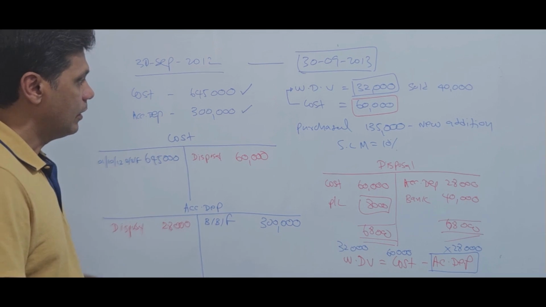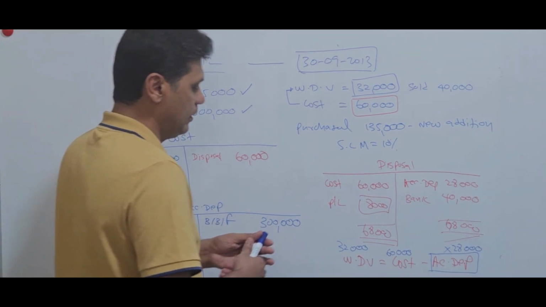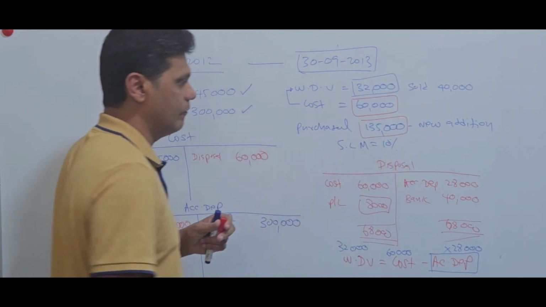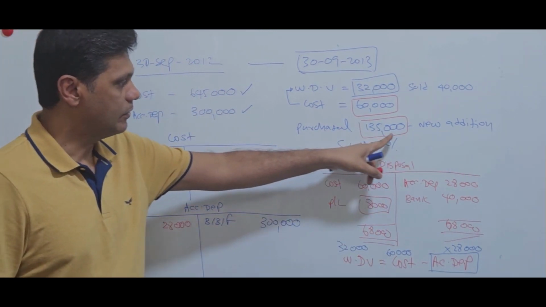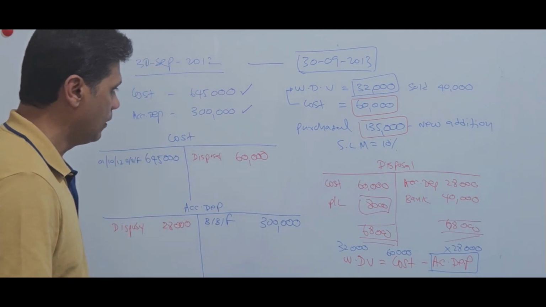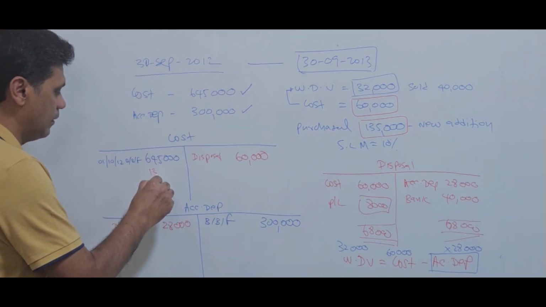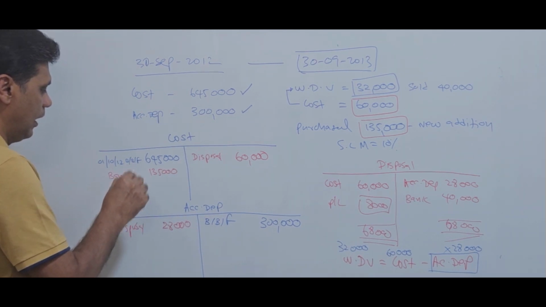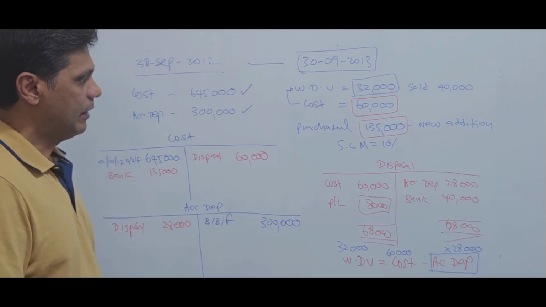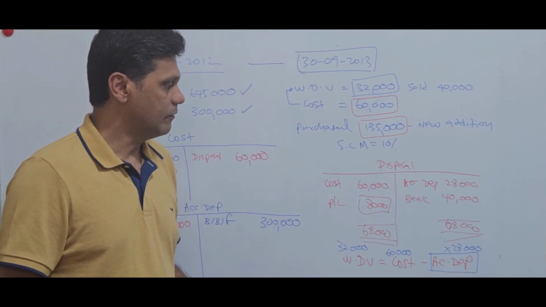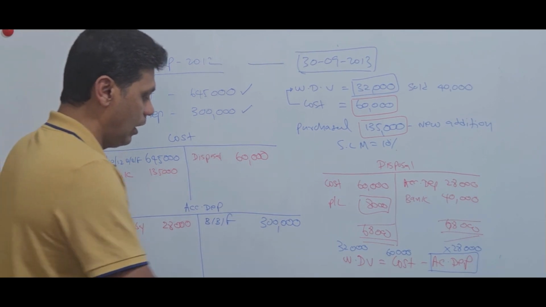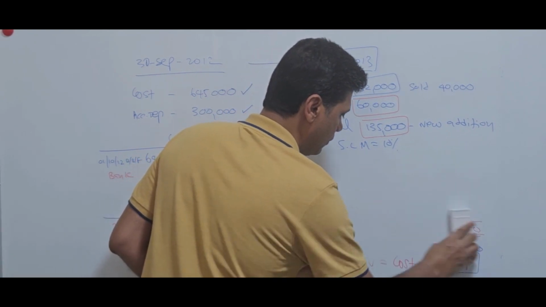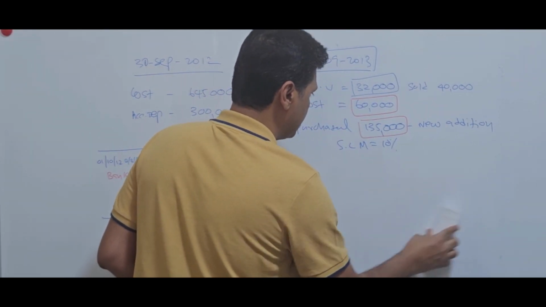Now during the year they have purchased an additional asset, a new addition of $135,000. So bank credit, you debit 135,000. This will be the addition. Apart from that, there is no other information given. So what you need to do is identify the carrying value of the asset.